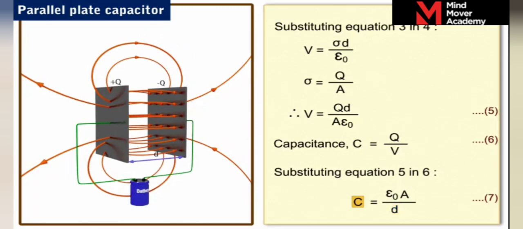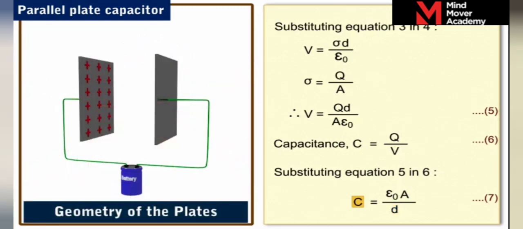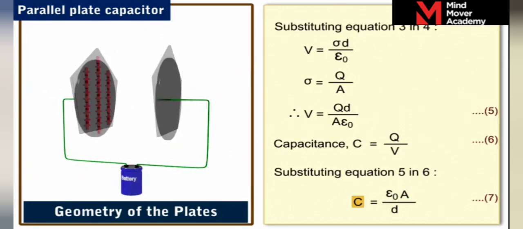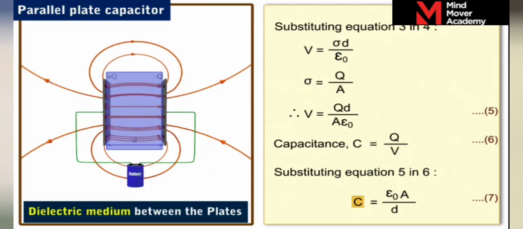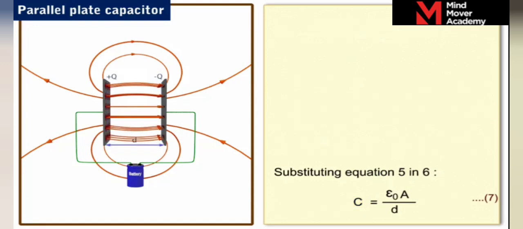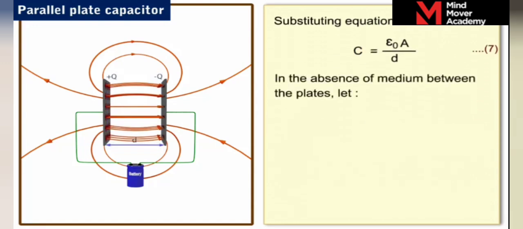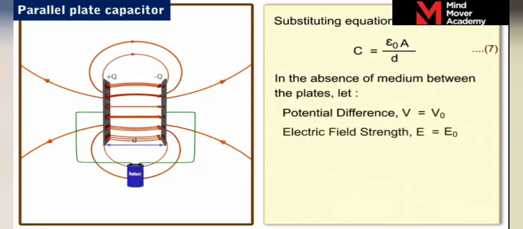It is important to note that apart from the geometry of the plates, the distance between the plates, the capacitance of a capacitor also depends upon the dielectric medium between the plates. Let us try to examine this. When there is no medium between the plates, let the potential difference between the plates be V naught, the electric field strength be E naught, and let its capacitance be C naught.